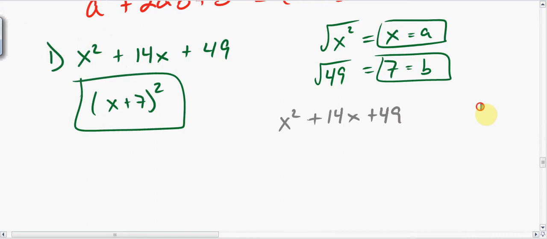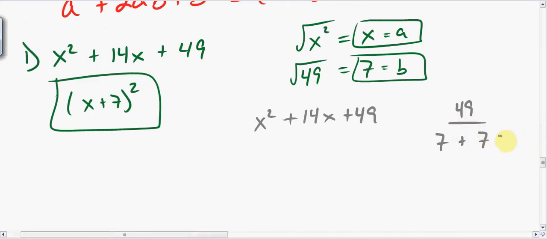So yes, I can go through, and I'm not going to look at all the factors. Alright, 1 and 49 won't work, right? So go through all your factors. What numbers go into 49? Our answer would be 7 and 7. 7 times 7 is 49. 7 plus 7 is going to give us 14.